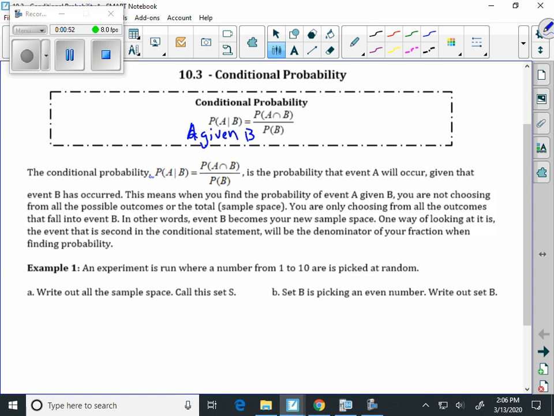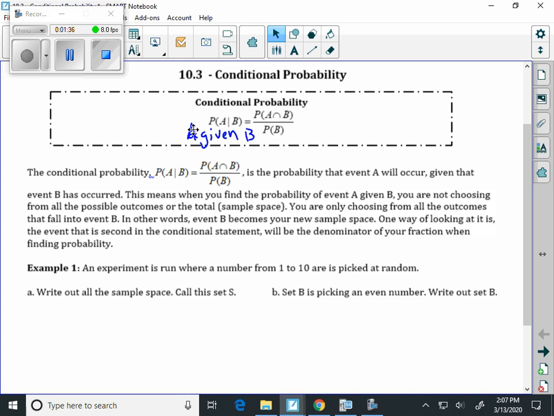And until we see the examples, that probably doesn't make any sense to you at all. So let's look down here at the words and then we'll actually get into the example. Conditional probability, given by that formula, is the probability that an event A will occur given that the event B has already occurred. So when you find the probability of event A given B, you're not choosing from all the possible outcomes or the total sample space. You're only choosing from a select set of outcomes that fall into event B. In other words, event B becomes your new sample space.